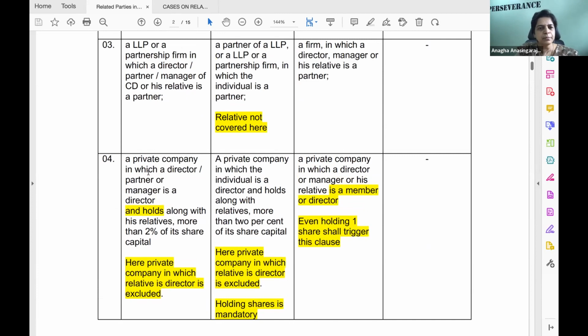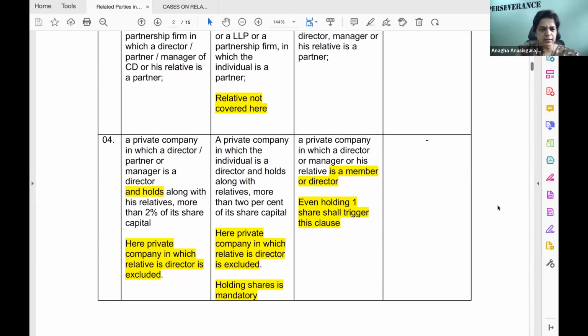Then point number 4, which is a private company in which a director, partner or manager is a director and holds, along with his relatives, more than 2% of the share capital. Both the conditions need to be satisfied here. The person should be a director and should also hold at least 2% shares, individually or with his relatives. What we need to note is that a private company in which a relative is a director is excluded. So only the private company in which the person himself is a director and holds 2% shares is covered.